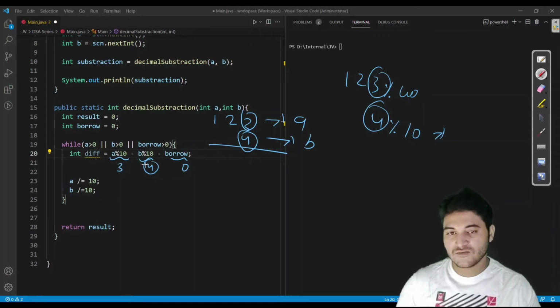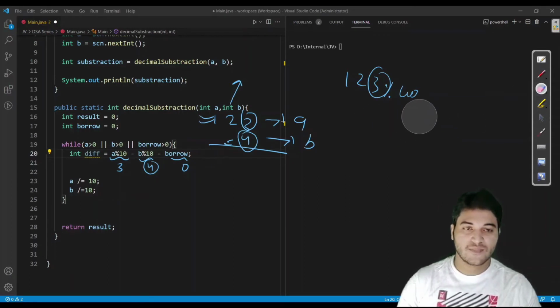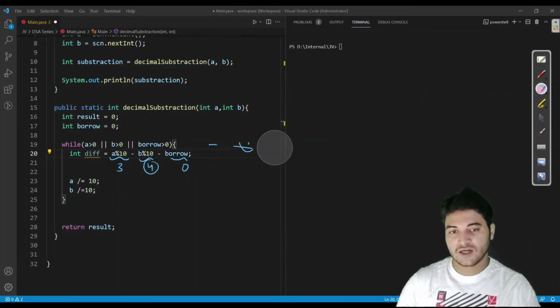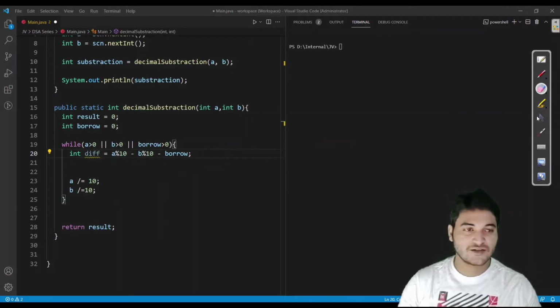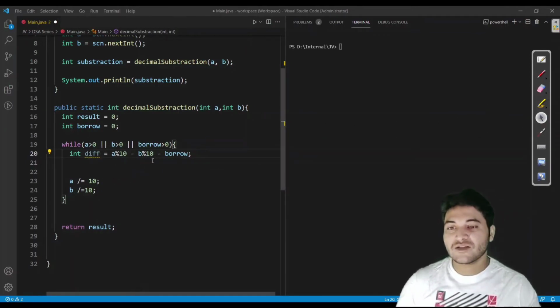So 3 minus 4. I have already told you, this number will be greater in every case than this number. So 3 minus 4 is minus 1, minus 0 because initially borrow is 0. So we would get minus 1 here. That's why I've explained it, because you should not be confused. I have seen many people get confused in the first line of the subtraction, and that is the most important line also.